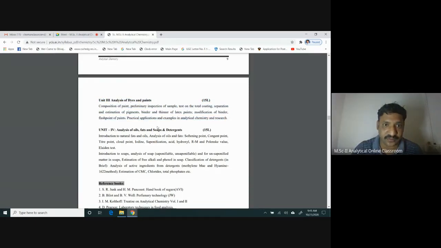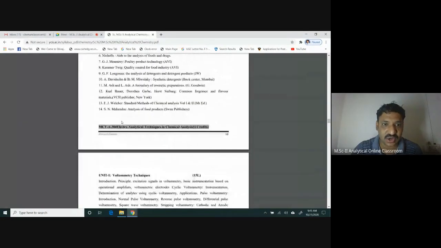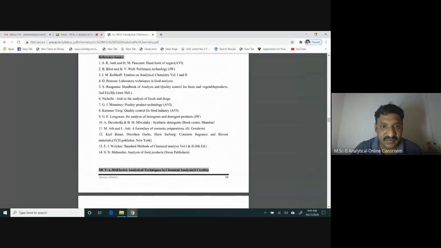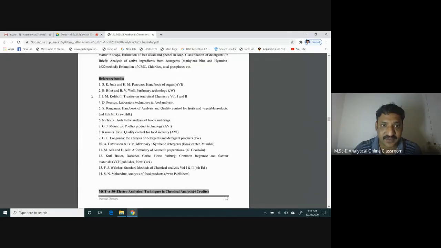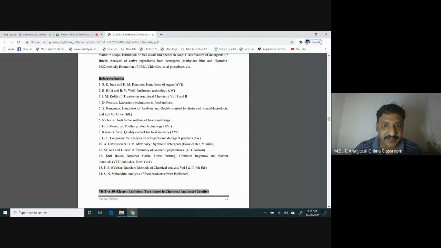Okay, so for this paper, here is the reference book. So how many reference books are here for this paper? 40. Okay, for dyes and paint, which reference book is there? Which one?